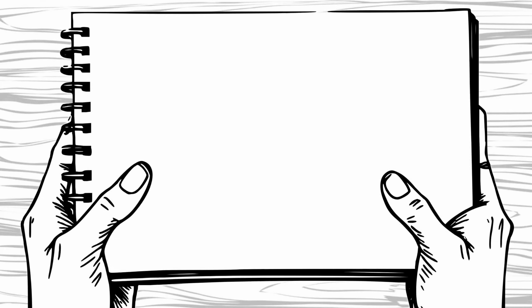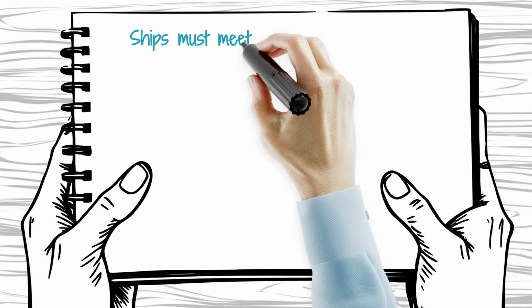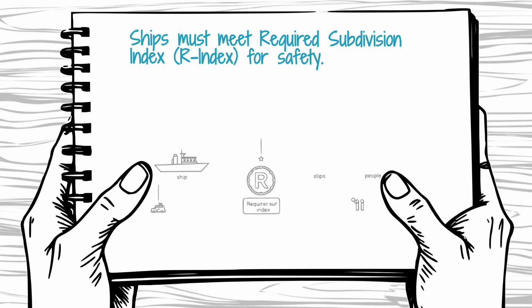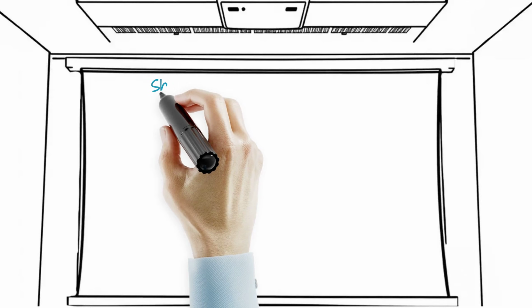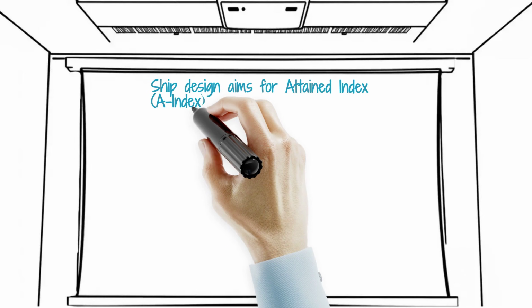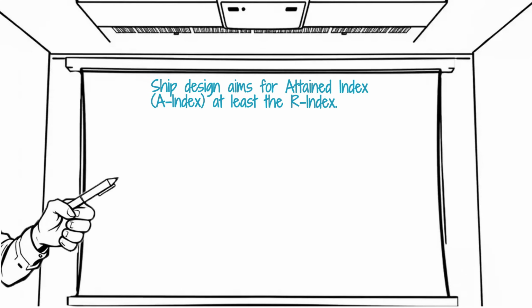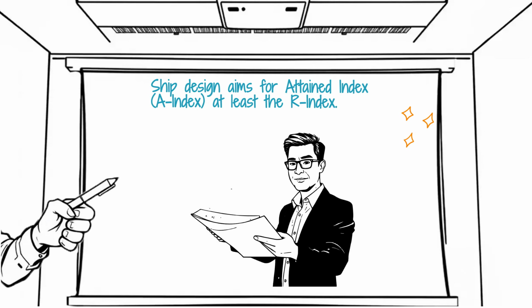The regulations require the ship to achieve a certain level of safety, known as the Required Subdivision Index, or R-index. This R-index is determined by the ship's size, its service, and the number of people it carries. The naval architect designs the bulkhead arrangement to ensure the ship's attained subdivision index, or A-index, is equal to or greater than the R-index. The A-index is a complex calculation based on probability, considering the likelihood of damage occurring at various points and the consequences of that damage, that is, whether the ship survives.